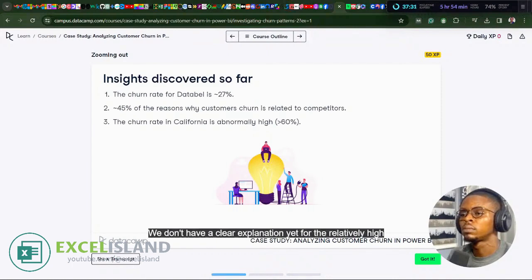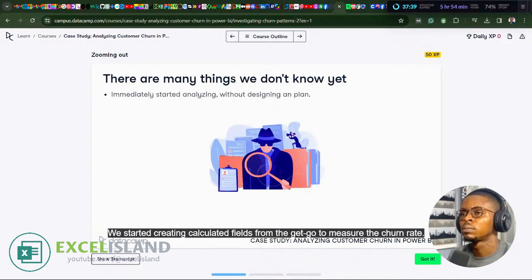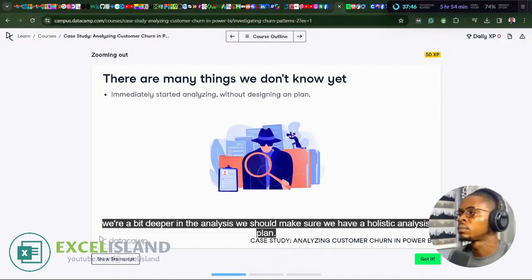We don't have a clear explanation yet for the relatively high churn rate of 27%, and there are still so many columns we need to analyze. We started creating calculated fields from the get-go to measure the churn rate. This was a great start, but now that we're a bit deeper in the analysis, we should make sure we have a holistic analysis plan.